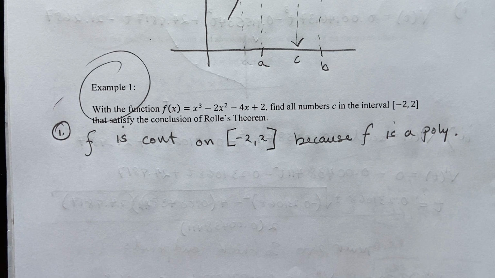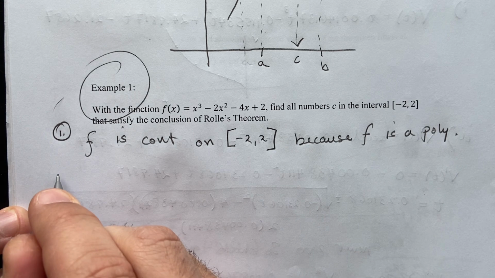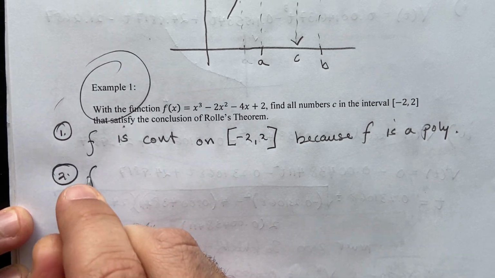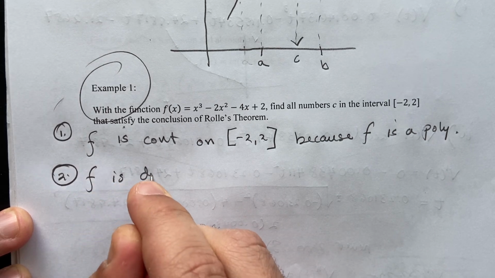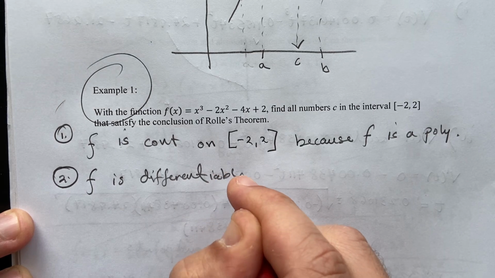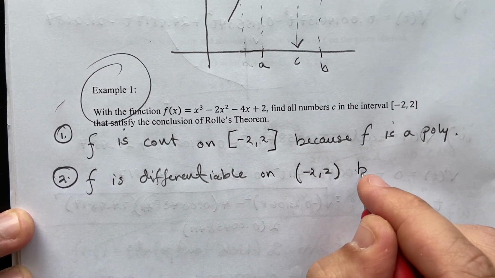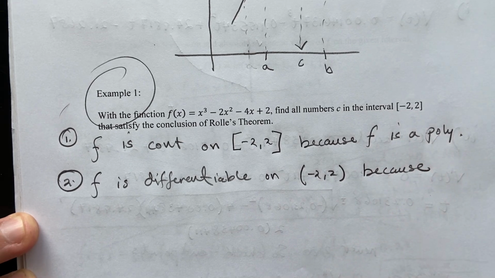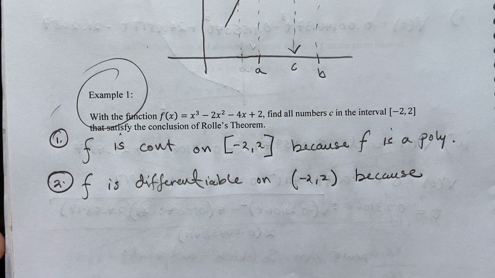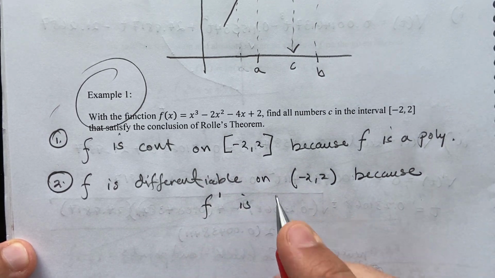Number 2, looking at it up there, it says f is differentiable on the open interval a to b. So f is differentiable on -2 to 2 because if you imagine f prime, the derivative of f is also a polynomial.